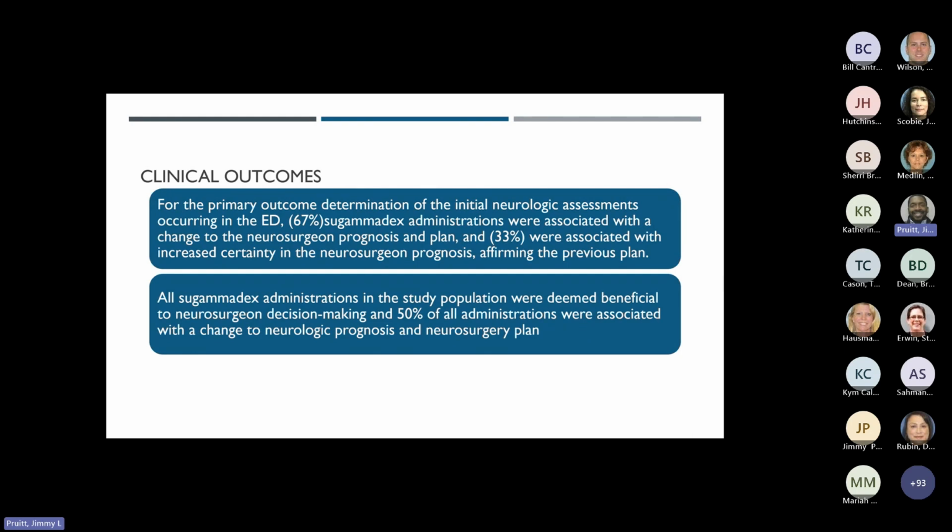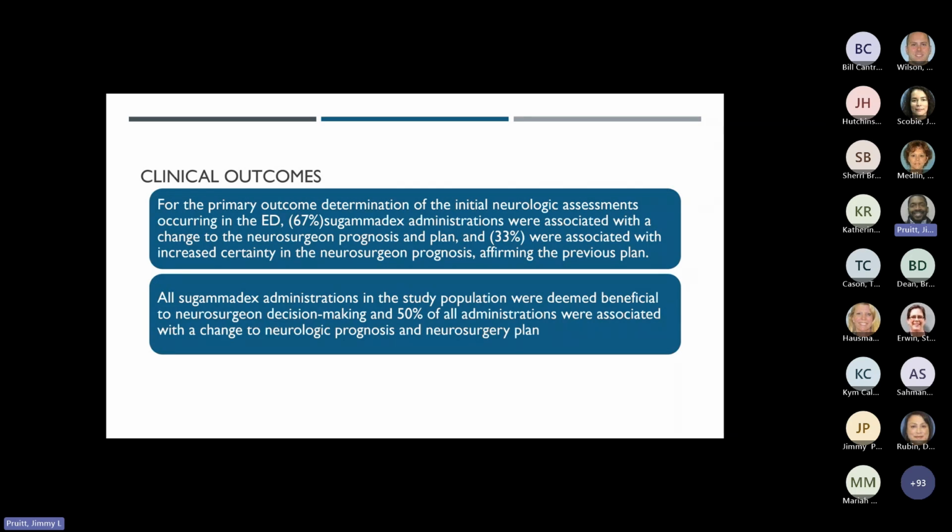So for their primary outcome, determination of the initial neurological assessment occurred in the ED. 67% of the sugammadex administrations were associated with a change to the neurological prognosis and plan, and 33% were associated with an increased certainty in the neurosurgeon's prognosis, affirming the previous plan. So when we reverse these patients, we were able to see what was truly underneath, and it changed something almost two-thirds of the time.